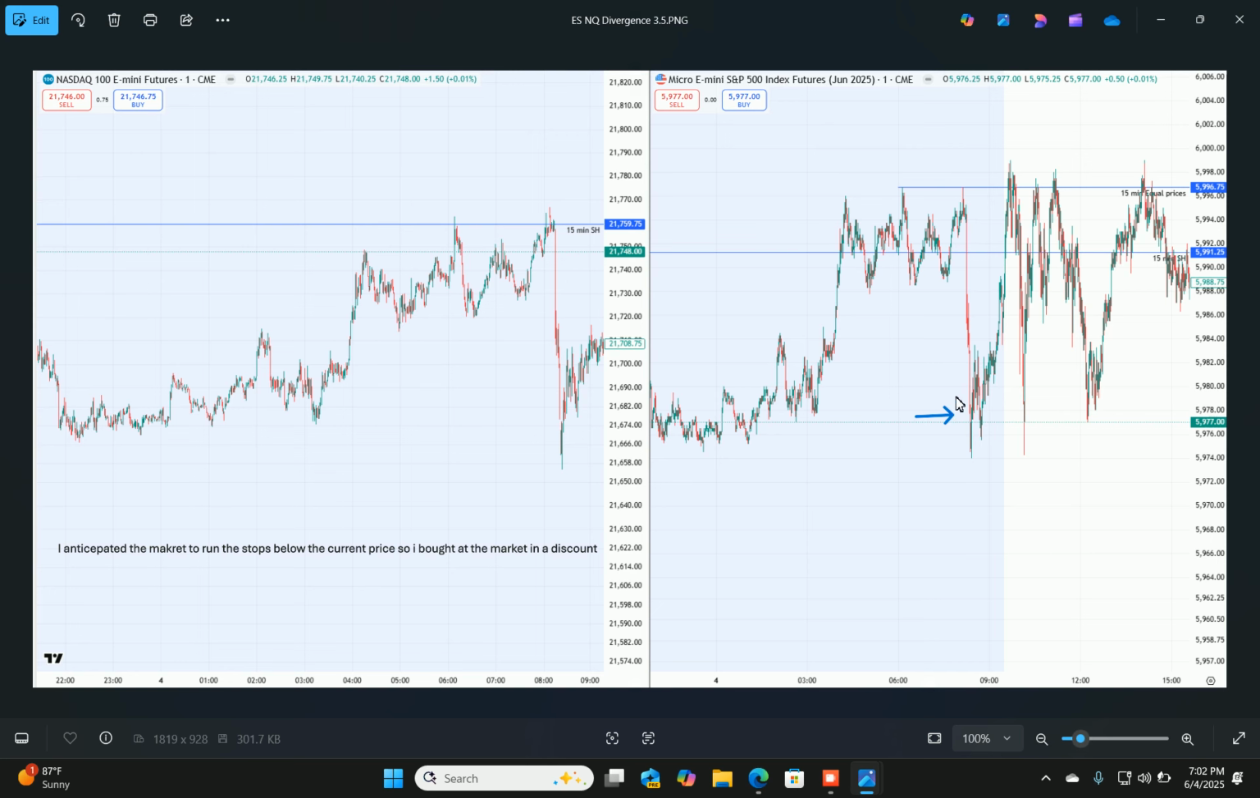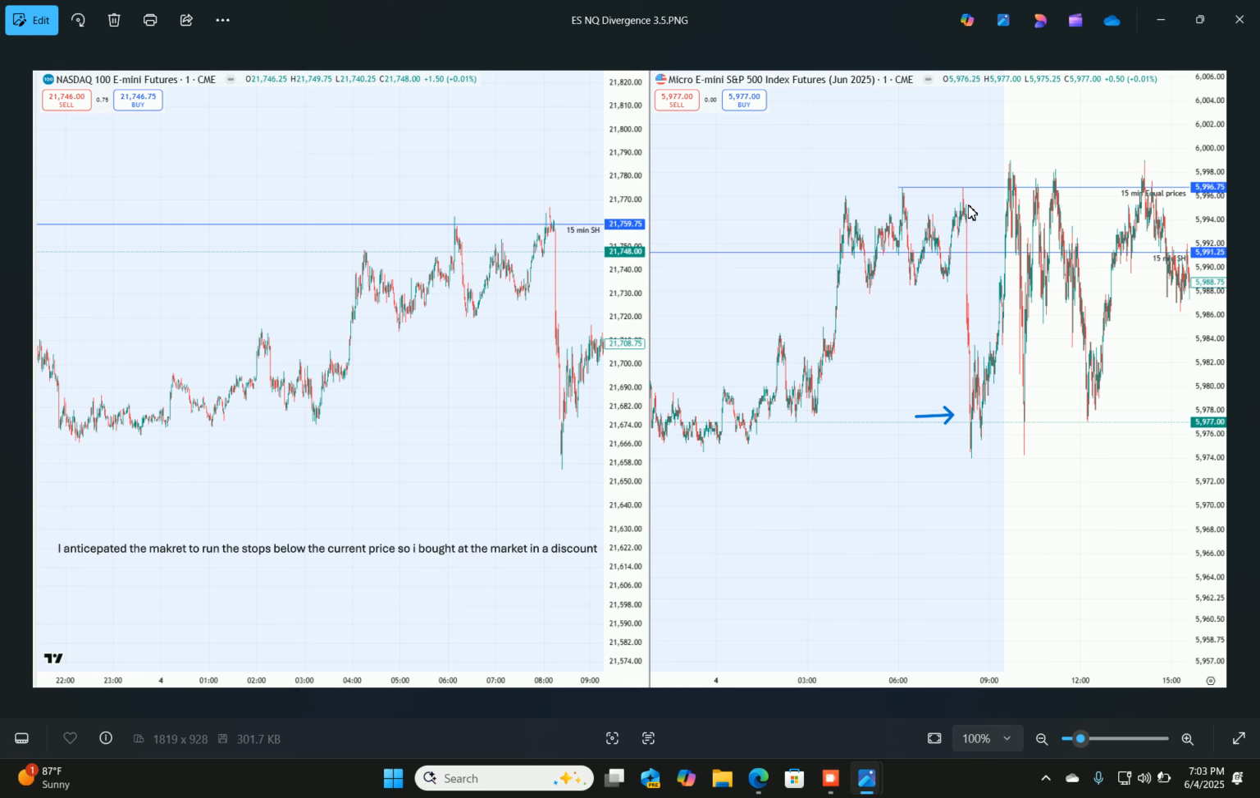This is where I bought. I bought down here somewhere. As soon as the market crashed down, I anticipated the market to run the stops below the current price. So I bought at the market in a discount. I bought the market down here when I saw it crash out, because we made equal prices while the NQ made higher prices. And that was the divergence for me.